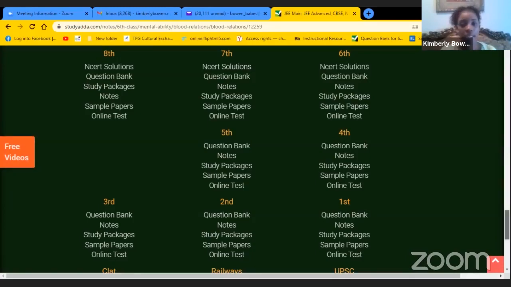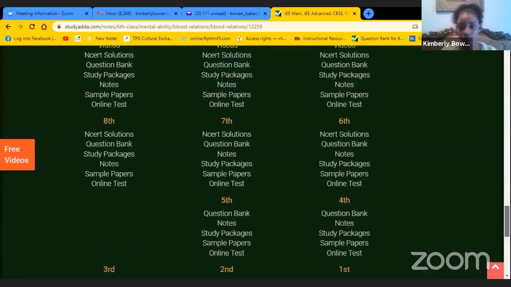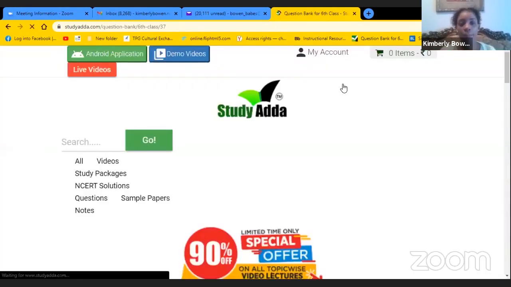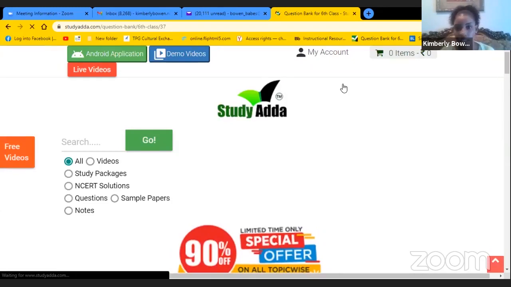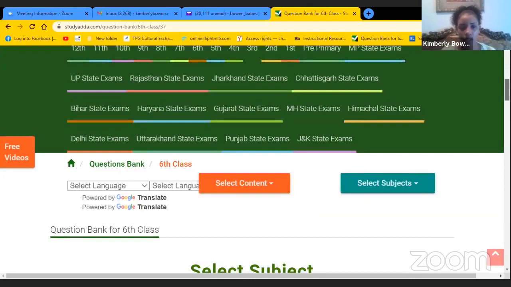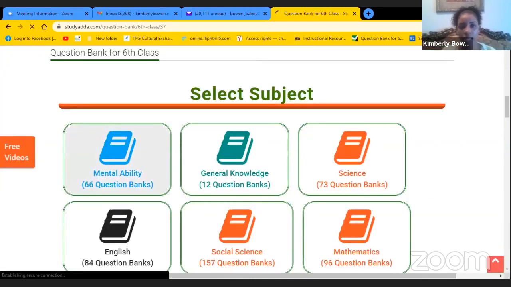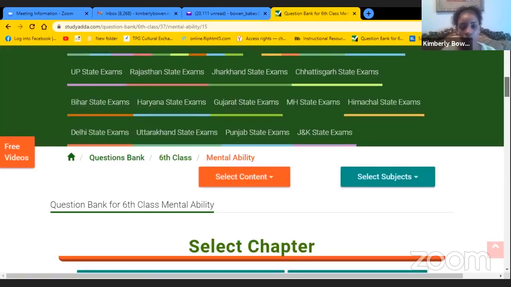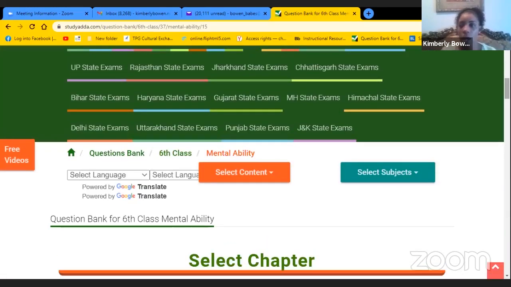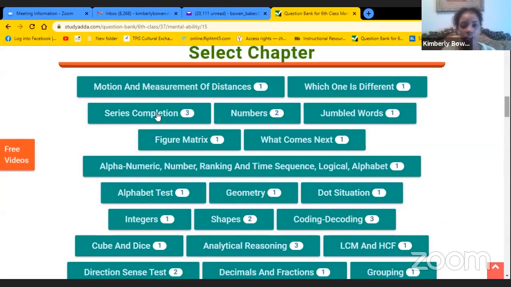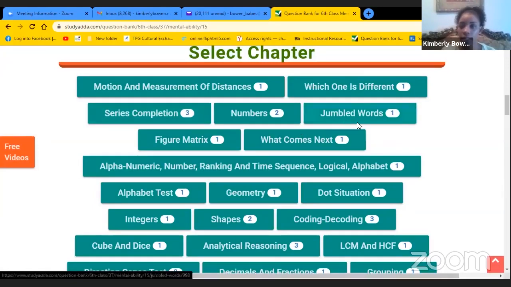So we're going to be looking at the questions that are related to blood relationship. And we can also look at pattern questions, sequence questions. I'm not sure the study at our website has questions on passages, I've not seen it thus far. I know it has questions on artificial language and notes on artificial language under coding and decoding. So we're seeing series completion, that's for the series. Jumbled word, that's another type of series. Which one is different? The odd one out.